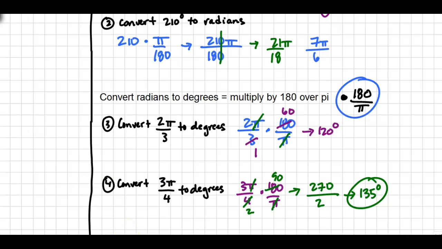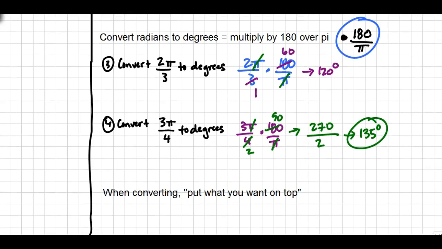So now let's summarize a little bit of what we just did. We're not finished yet, but I want to help you clarify what has just happened. When you're converting between radians and degrees, put what you want on the top. So if I want degrees, I'll multiply by 180 over pi. If I want radians, I'll put the pi on top and put the degrees on the bottom. So the one that you want should be on top. Degrees, if that's what you want, put 180 on top. If radians is what you want, put the pi on top.